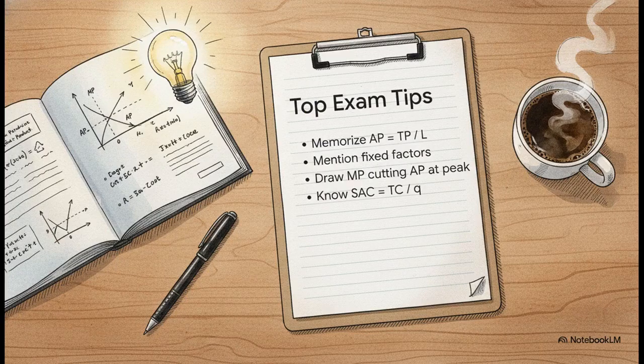As for your exam tips, keep these top of mind. Explicitly practice drawing those curves. Draw the MP curve cutting the AP curve right at its peak. When asked to define the short run, you must mention fixed factors. Don't start talking about days or months. And lock those simple division formulas for average product and short run average cost into your memory.